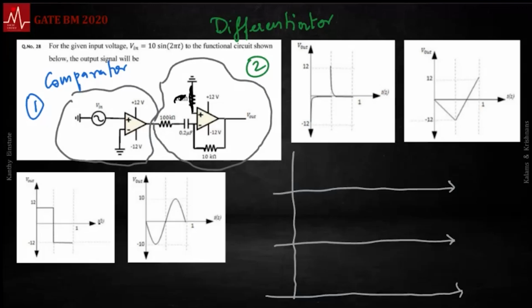Input signal is a sine. It's applied to the positive terminal. Okay, this is a sine. Let's look at two cycles. Let's put some landmarks here.